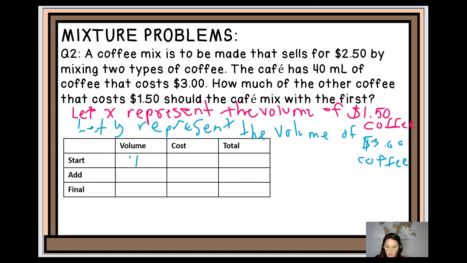So for the start, under volume, 40, cost is $3. We're not sure how much we need to add of the $1.50, so I'm going to put an X there. Cost is $1.50. The final volume will be the 40 that we started with plus the X. So in the last space under the volume column, we're going to put 40 plus X, or X plus 40. And under the cost column, we need to add the $2.50.